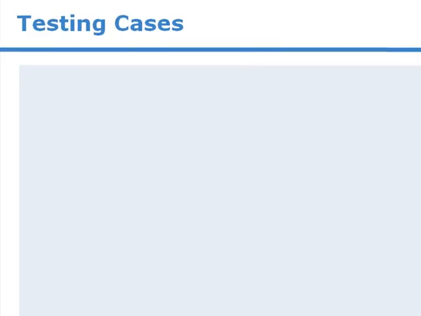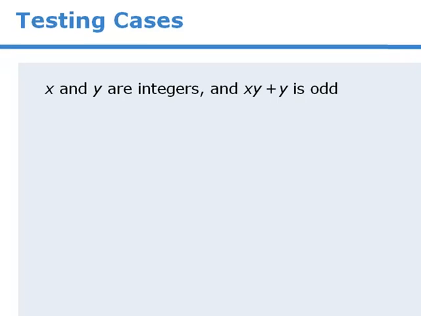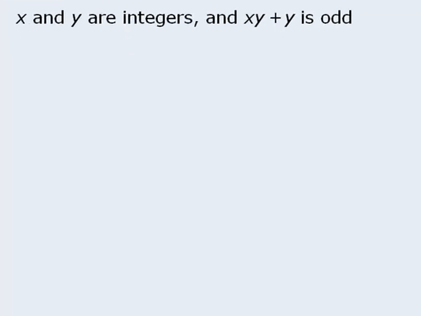In this lesson, we'll examine a systematic technique for drawing conclusions about expressions involving even and odd numbers. To demonstrate this technique, let's see what conclusions we can draw about x and y if we're told that xy plus y is odd. Well, to begin, this expression involves two variables, x and y, and each variable can be either odd or even. So there are several different cases to consider.